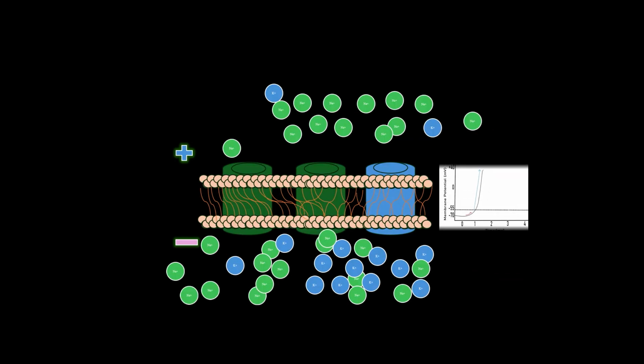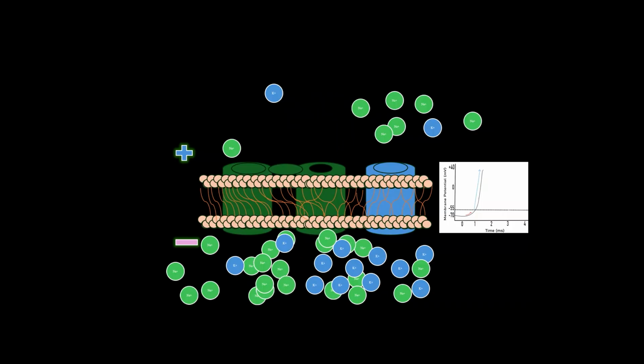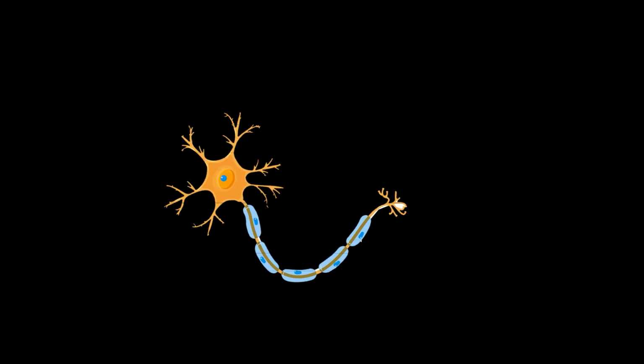Once the threshold is reached, voltage-gated ion channels will open, causing sodium ions to flood into the cell and further positively charge the cell to a peak of plus 40 millivolts. This process is known as depolarization. When depolarization occurs, the electrochemical impulse fires and begins traveling down the axon, starting from the axon hillock. The myelin sheath surrounding the axon helps speed up the process by allowing the impulse to quickly jump from one layer of myelin to the next.